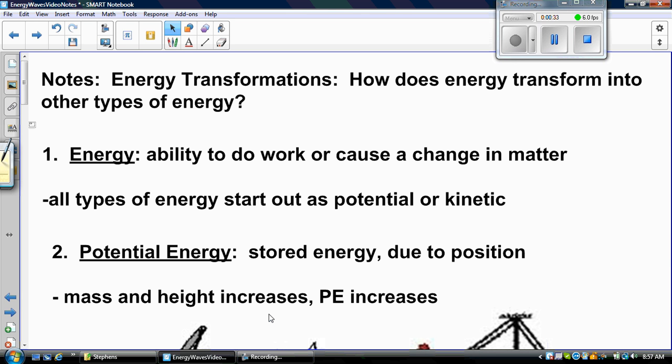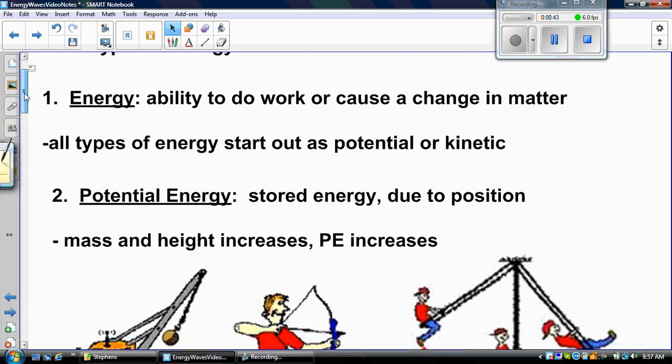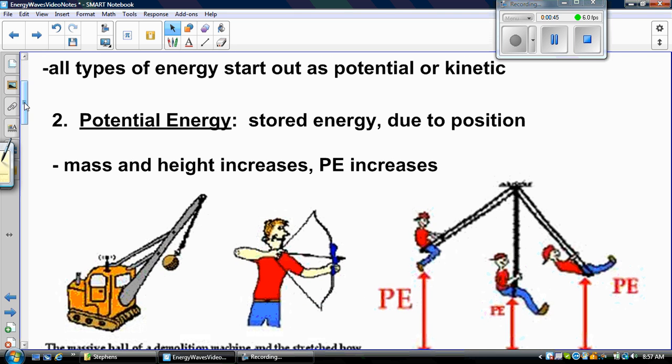Okay, remember, energy is the ability to do work or cause a change in matter. All types of energy start out as potential or kinetic energy. Potential energy is stored energy due to position. If you increase height or the mass increases, potential energy increases.